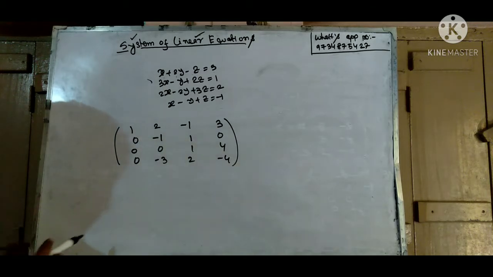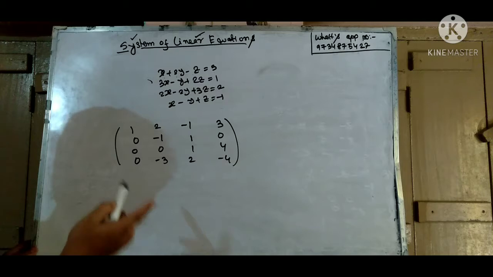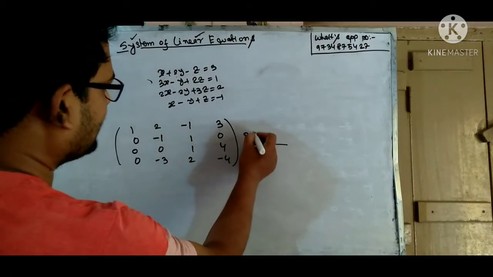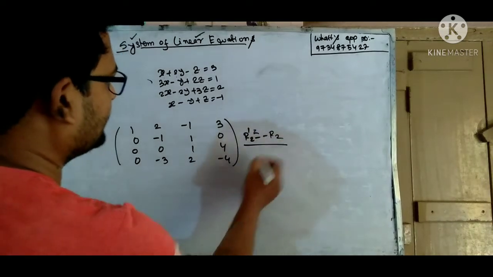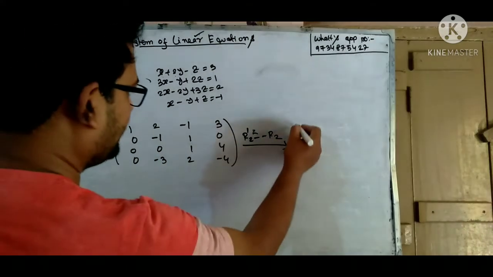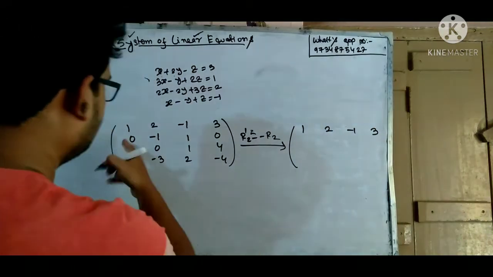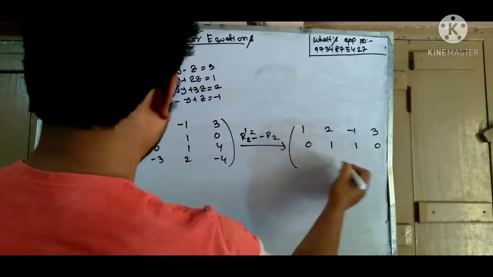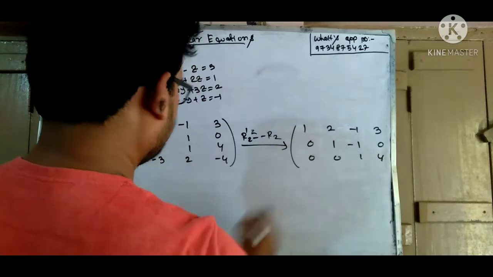Now what will be our next step? This element should be 1. Okay, so we will multiply the second row by minus 1, that means R2 dash equals minus R2. Then the resultant matrix will be 1 2 minus 1 3 0 1 1 0 0 0 1 4. Sorry, this will be minus 1.